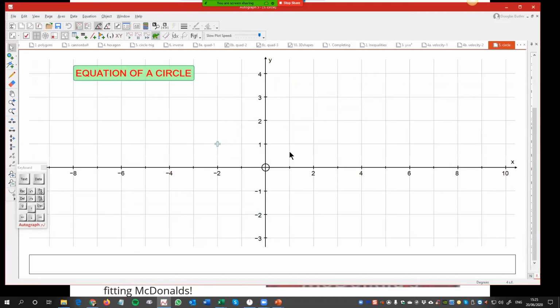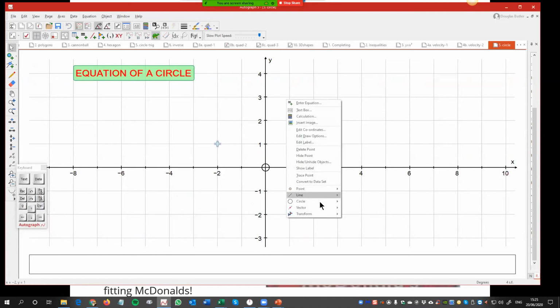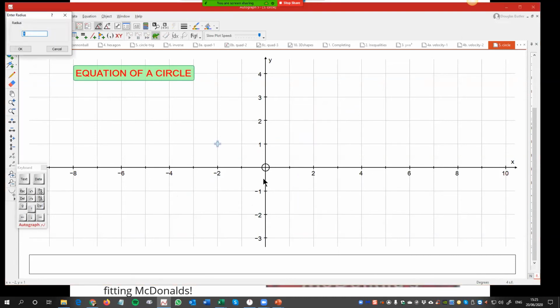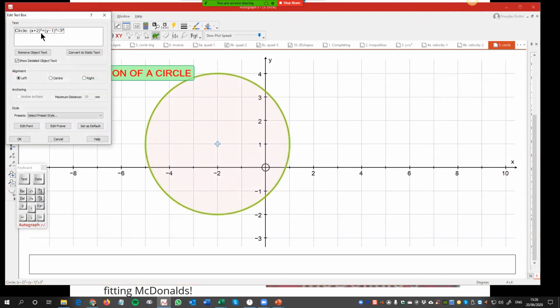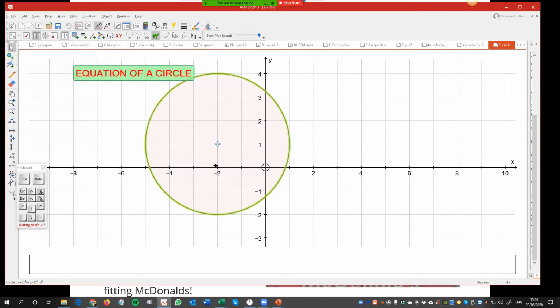Now, what about the equation of a circle? Here I'm going to select this point here and right-click Circle Radius. So I'm going to put in a radius of 3. That'll be a circle roundabout here. What will the equation be? Think about it. If you're teaching this as a topic, then it's nice to have the information at your fingertips. So text box, there it goes.